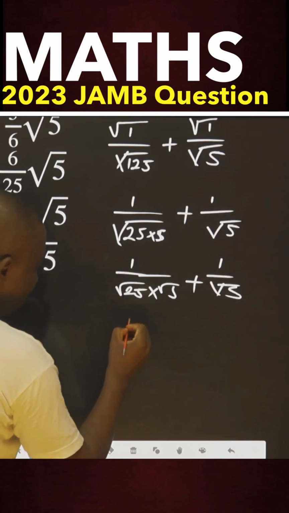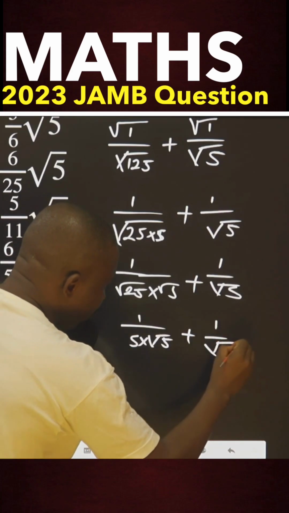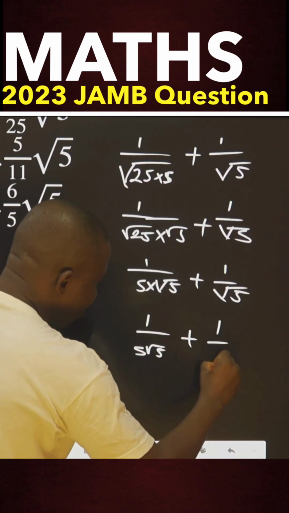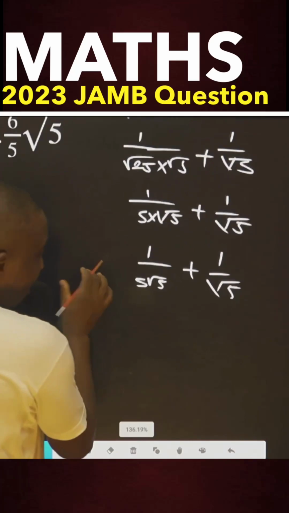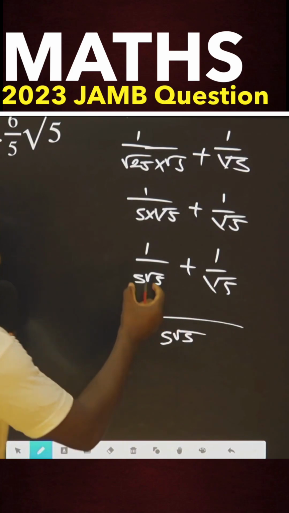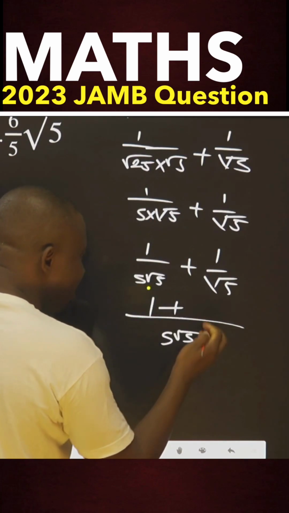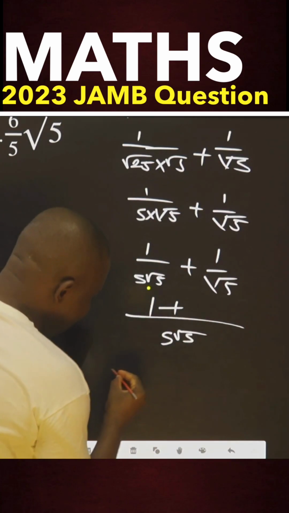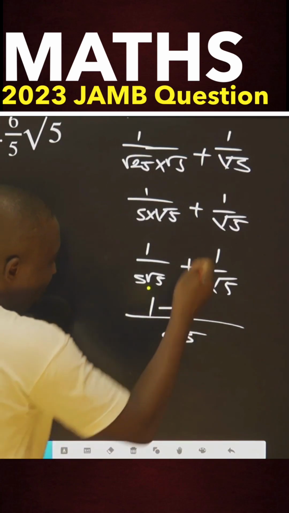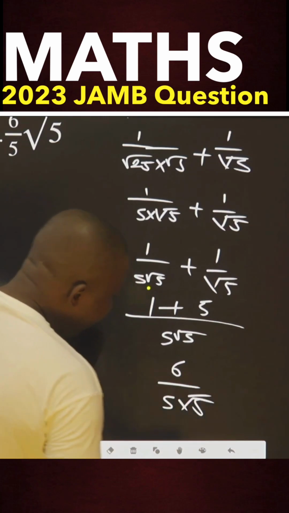Okay? Now, it means 1 over 5 times the square root of 5, plus 1 over the square root of 5. That is the meaning now. Now you find the LCM. This is the LCM because this can do justice to both of them. This divided by this is 1, multiplied by this is 1, plus this divided by this is 5. That is 5 square root of 5 divided by square root of 5. You cancel this, remain 5. 5 times this is 5. You add this to 6 over 5 square root of 5.